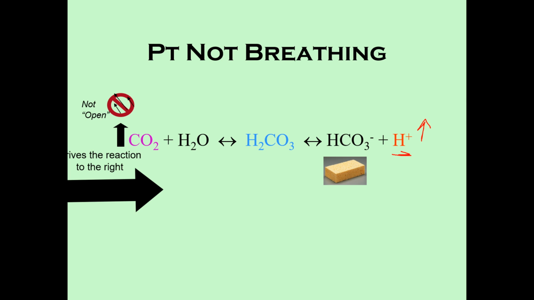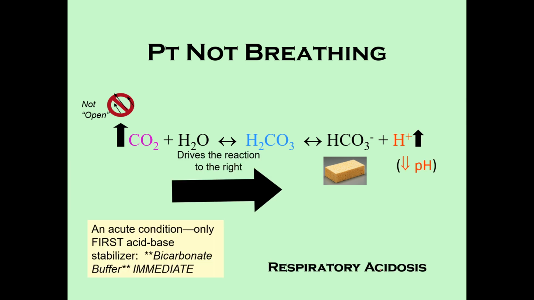All right, so an acute condition, only first acid-base stabilizer bicarbonate buffer immediately, right? So when we're talking about respiratory acidosis, and that's what we're going to get into in a minute in the slide program, but it's acidosis related to a respiratory problem, right? So if we're retaining CO2 from a respiratory problem, we consider that respiratory acidosis. And again, an acute condition.